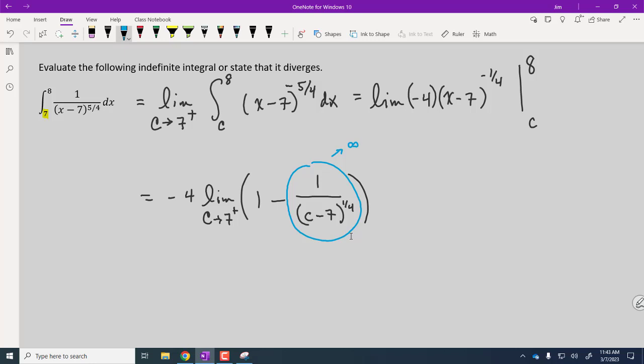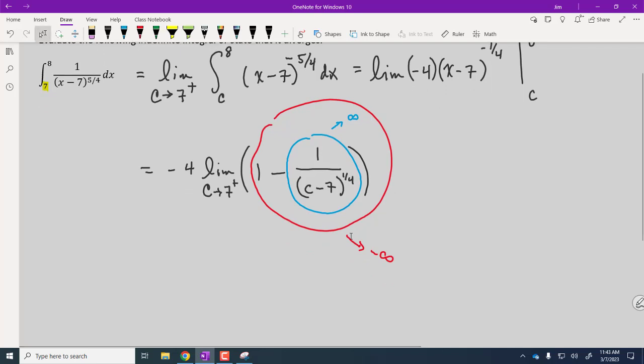But then 1 minus positive infinity, all of this is going to go to negative infinity. Right? 1 minus infinity, negative infinity. But then you multiply something going to negative infinity by negative 4. The overall limit will be positive infinity. So we will have an integral that diverges.